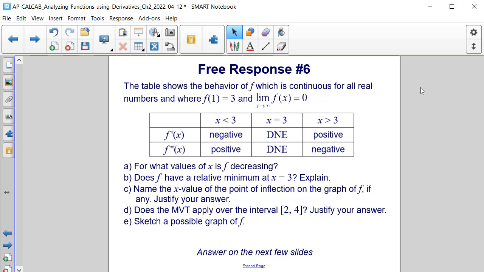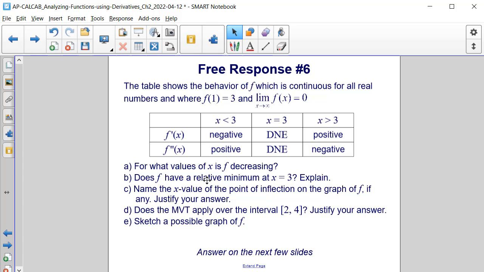Now let's try another free response question. The table shows the behavior of f, which is continuous for all real numbers and where f of 1 is equal to 3. And the limit of f of x as x approaches infinity is equal to 0. Let's answer these questions. For what values of x is f decreasing?